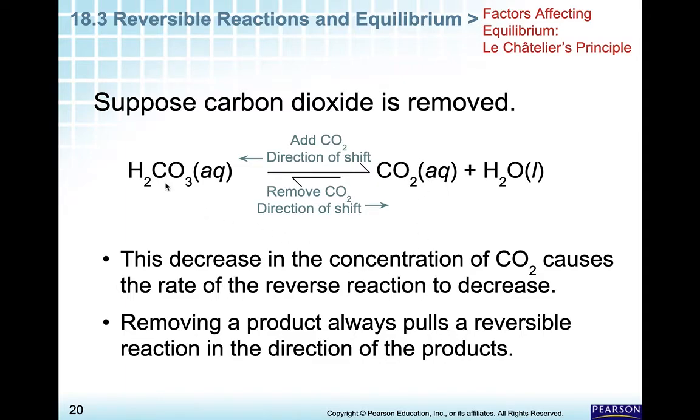So the system responds by shifting the equilibrium to the right towards the products, by reacting more of the acid to make up for the lost CO2. So we will pull the reaction towards the products. We took CO2 away. The system responds by reacting more of the acid to create more of the CO2. It wants to mitigate the change we tried to introduce.